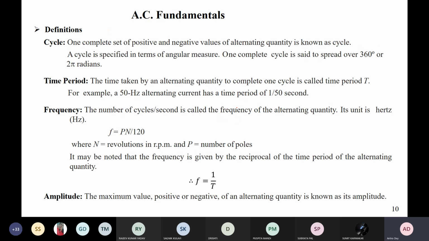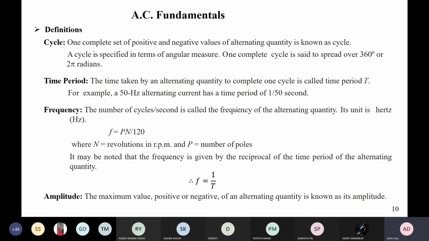Then the definition of cycle, which I think is also known to you. One complete set of positive and negative values of an alternating quantity is known as a cycle. Or if you start from a particular phase, after one complete cycle, when you arrive at the same phase, the time required to achieve one complete cycle is known as the time period.